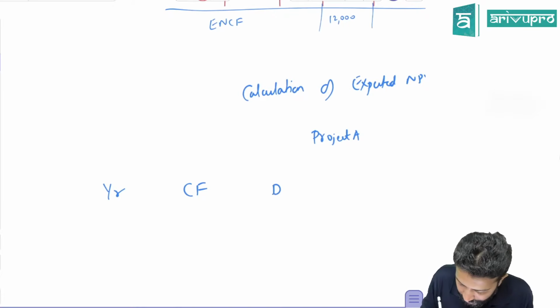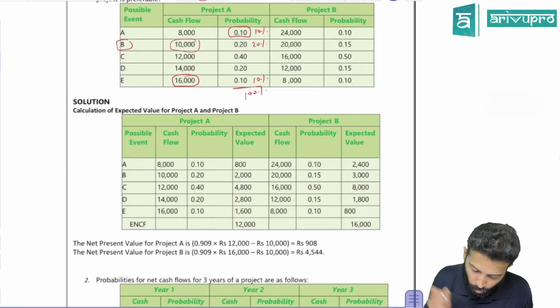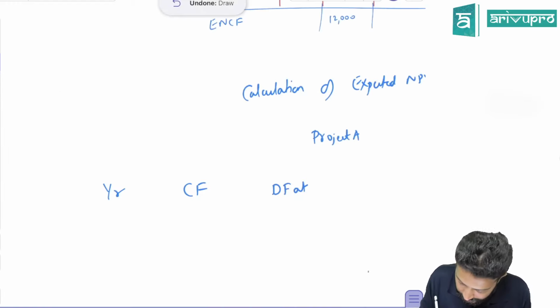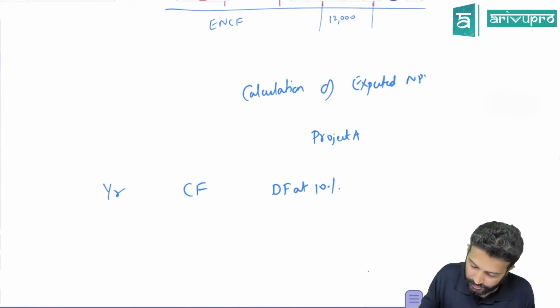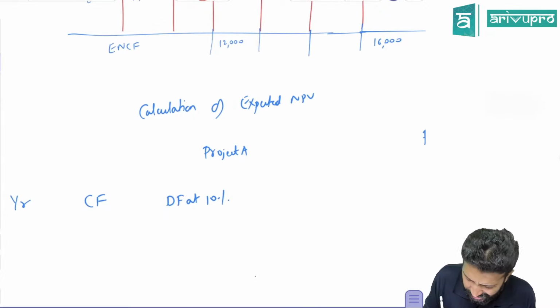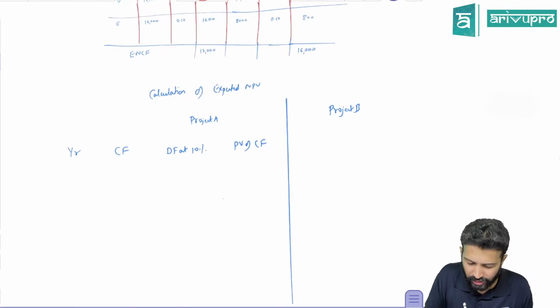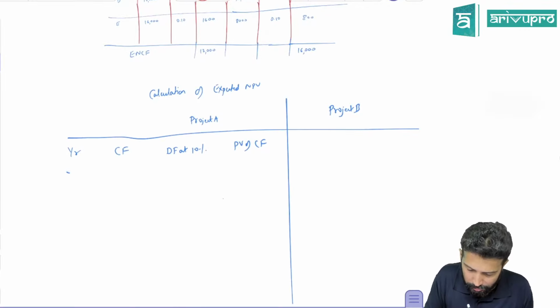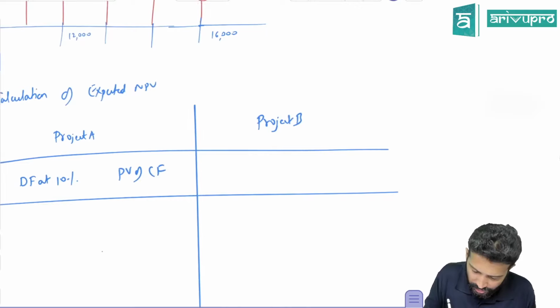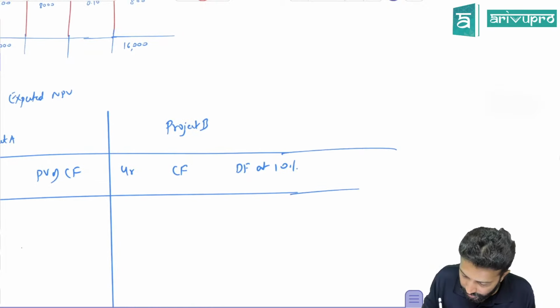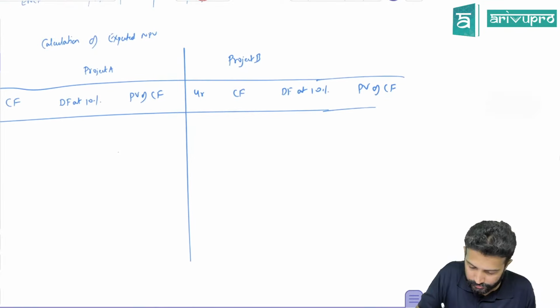Next, you find out what, sir? The discount factor. What discount factor will you take here? They have given, check. How much is that? 10%. Then find out the NPV, or you can simply write it as present value of cash flow. The same columns you need to replicate for project B also: cash flow, discount factor at 10%, and then finally your present value of cash flows.